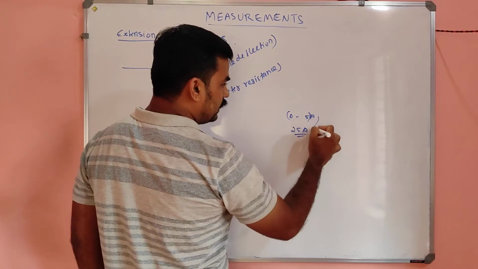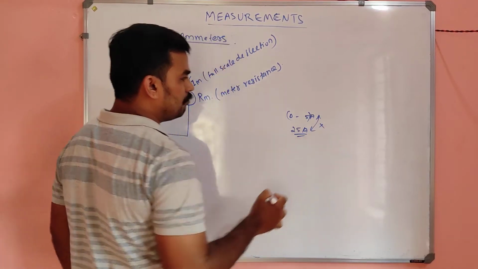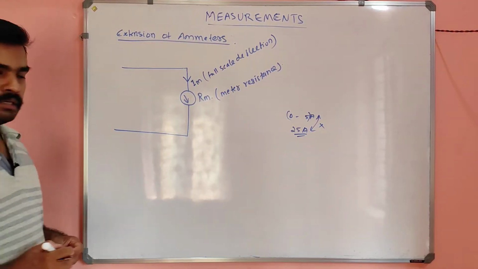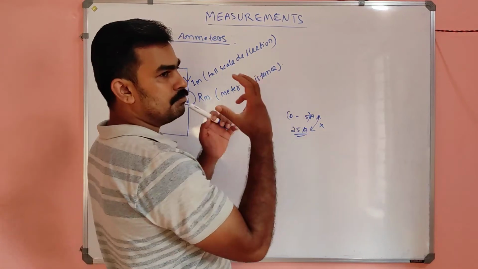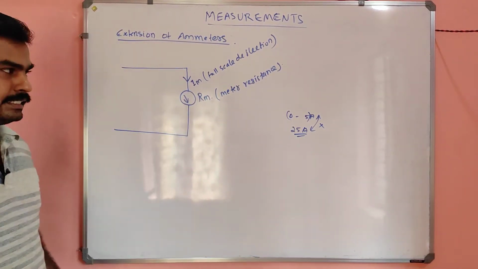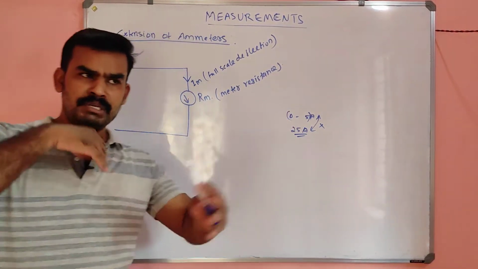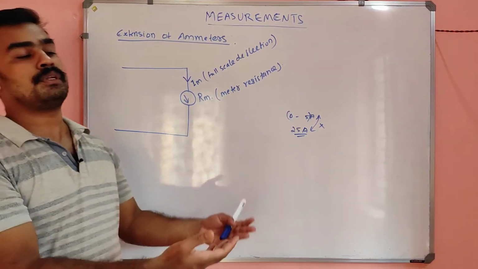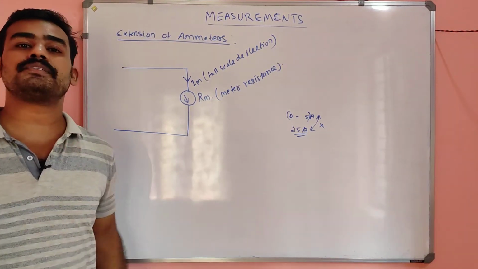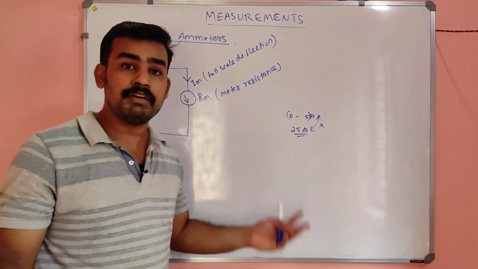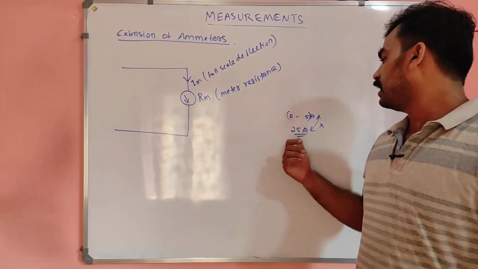So by directly using this 5 ampere meter we can't measure this 25 ampere, correct? Because this meter has a certain rating, that is nothing but 5 ampere. So if you pass current beyond that 5 ampere, that meter goes damaged. That means the meter will burn, because it will not carry this much current.